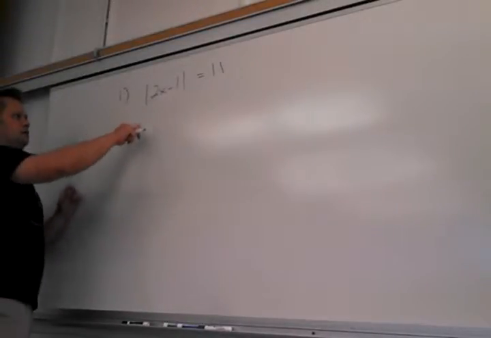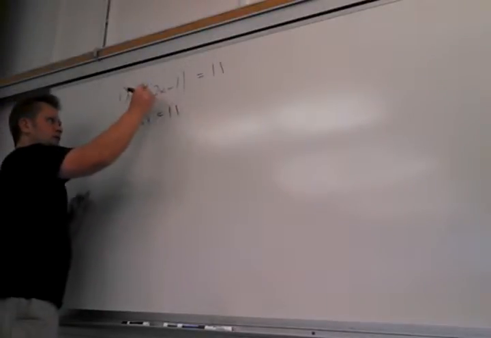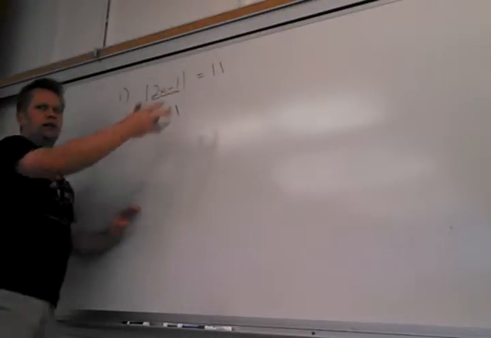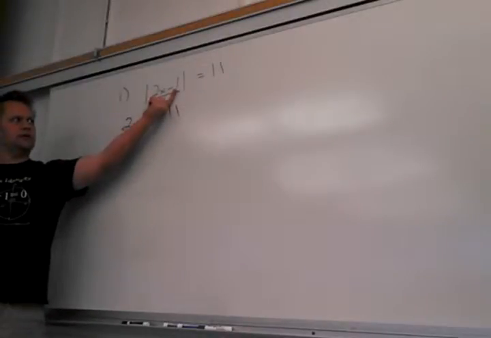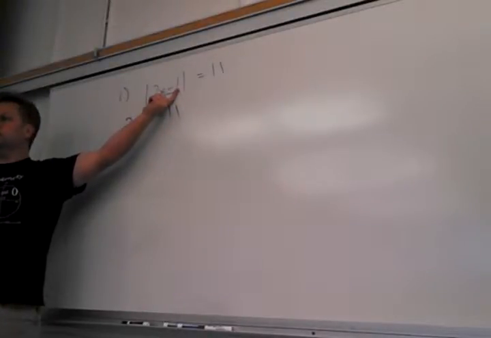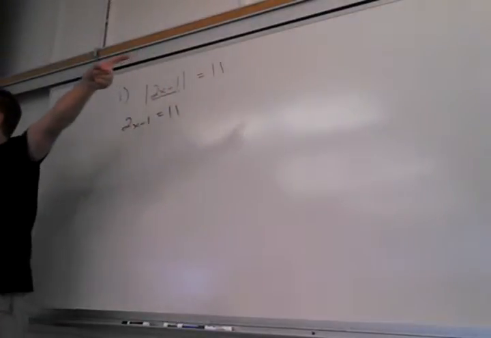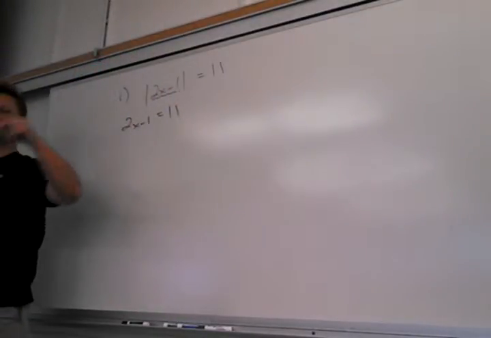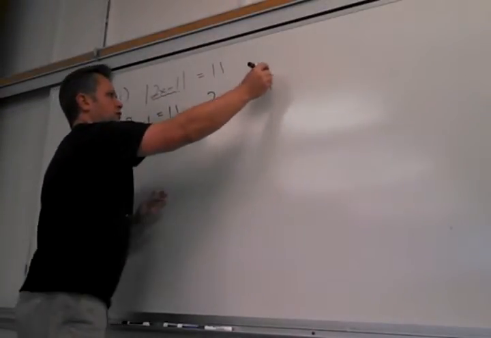So what would one case here be? Yeah, one case is if this number in here is already 11, then of course the absolute value is 11. So that's kind of like the trivial answer. But what else could this thing be? Negative 11. Because if this is negative 11, the absolute value of negative 11 is still 11. That's why there's two outcomes. There's two things I can put in here. I can replace 2x minus 1 with 11. I can replace it with negative 11.